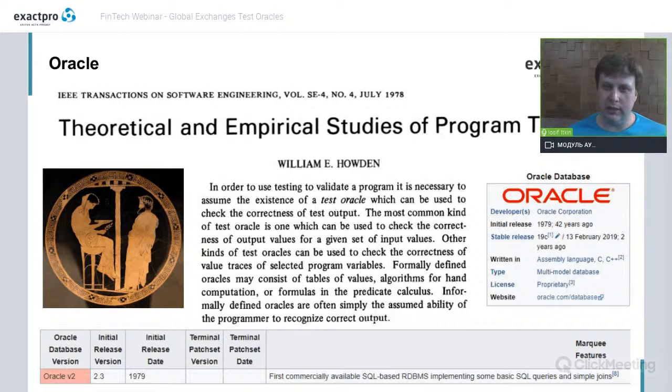So both terms, the name of the database and the name of the testing concept, appeared approximately at the same time. Oracle as a company started in 1977, but the first commercially available release appeared in 1979. And the paper was also published in 1978, but the first draft was available in 1977. So I think priority belongs to the testing term. Okay.